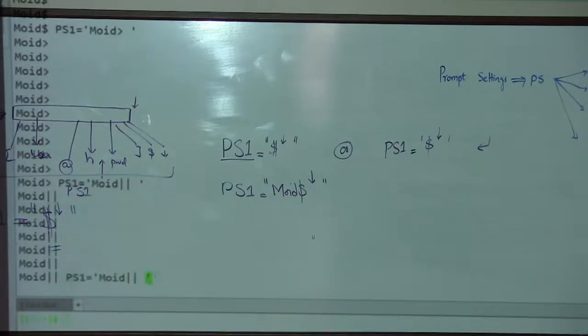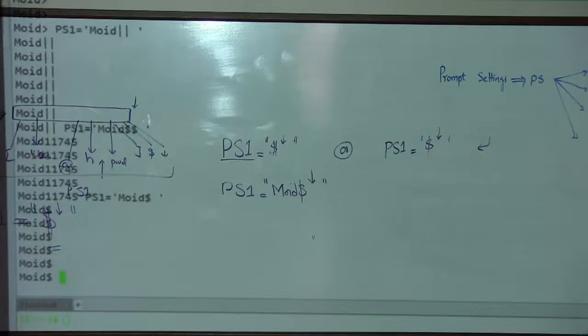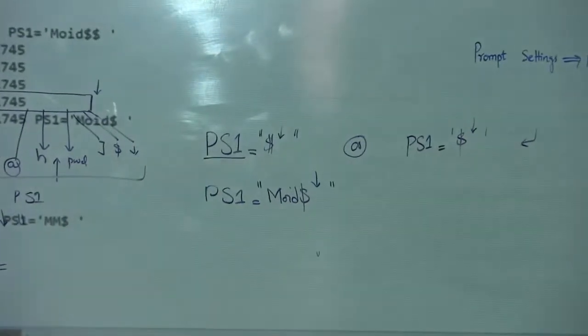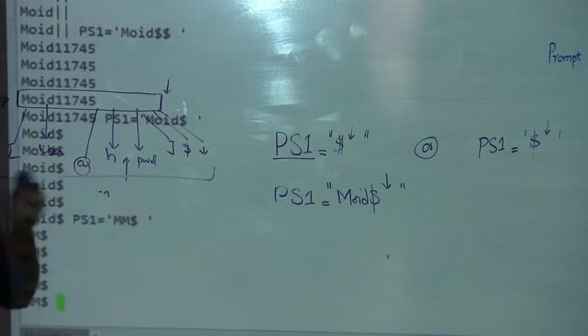Instead of these 2 pipes, maybe I want to try 2 dollar signs. Oh, actually that's not going to work because it is actually bringing the last number from the memory. So here I'm going to change it back to the dollar sign, and maybe instead of this, I will just say dollar. So whatever you want to change to, you can change it with the help of the PS1 settings.